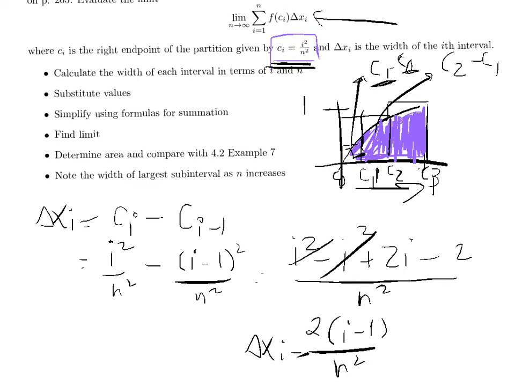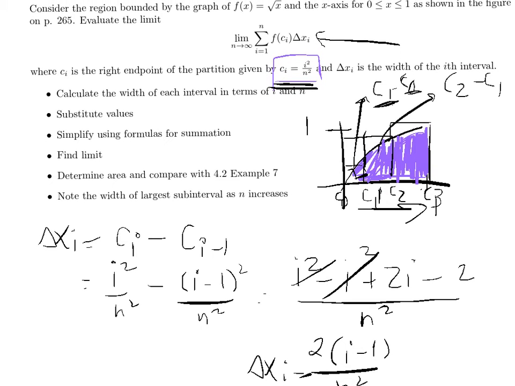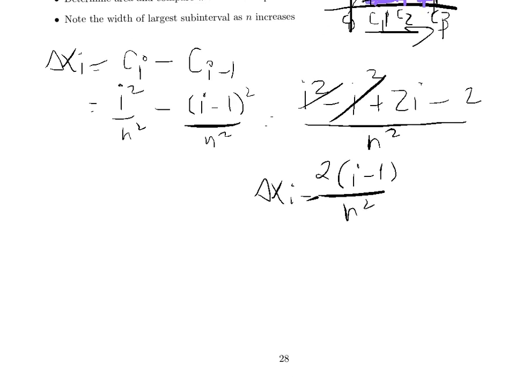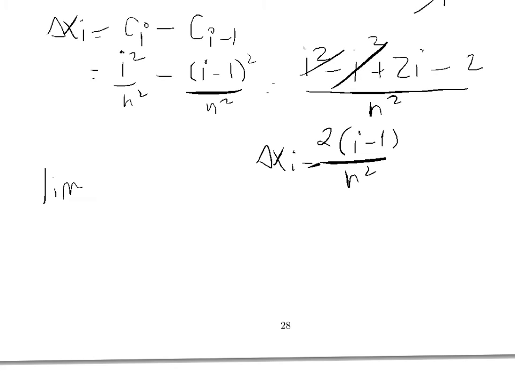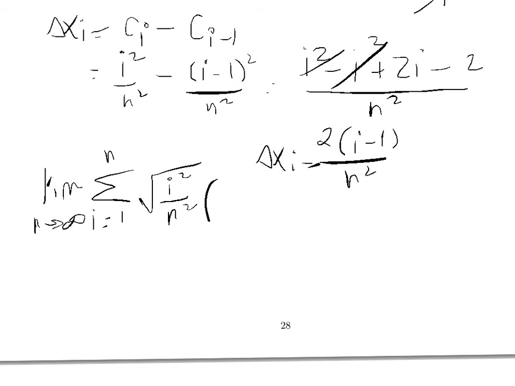Now let's set up the sum. Again we're looking at the limit as n approaches infinity of the sum of f of c sub i times delta x sub i. So we'll set that up here: the limit as n approaches infinity of the sum from i equals 1 to n. Now f of c is a square root, so we take the square root, and c sub i is i squared over n squared, which is awfully convenient. Then we multiply by the delta x sub i we just got, 2i minus 1 over n squared.